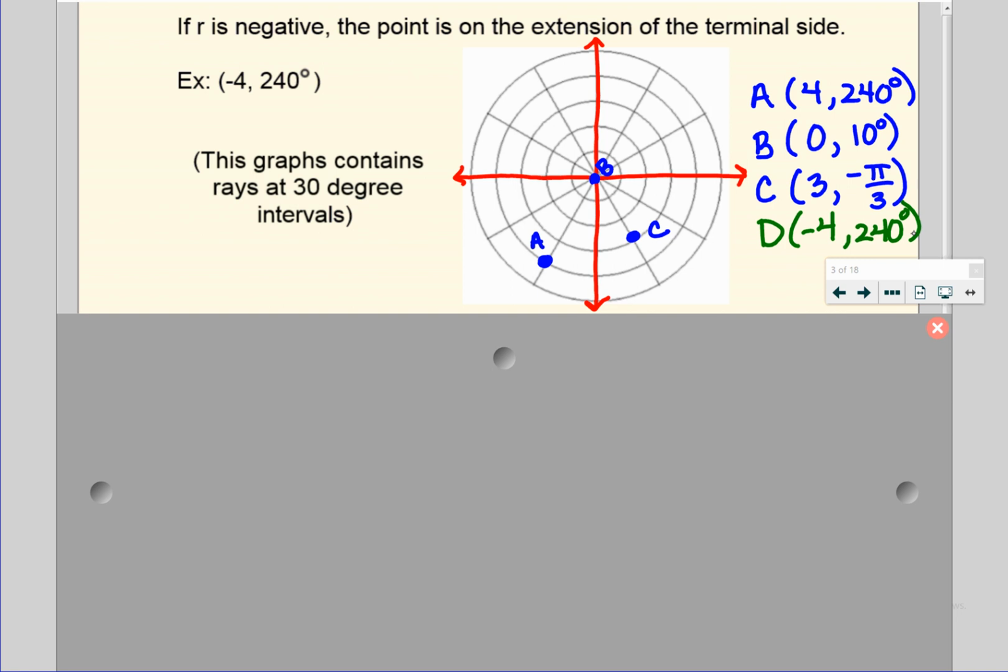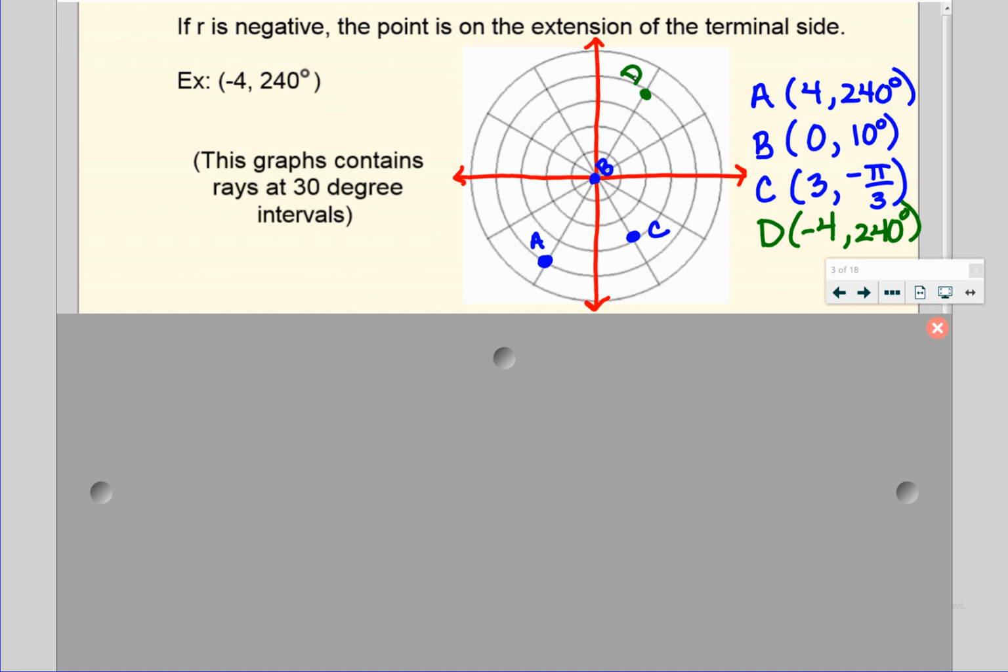Another 60 degrees, it's going to place me right there. That's point D. And you can see how A and D are related to each other. I actually could have graphed it with the positive value and then just done a 180-degree turn, or just go backwards across that little ray that you see there. That's another way to graph it.